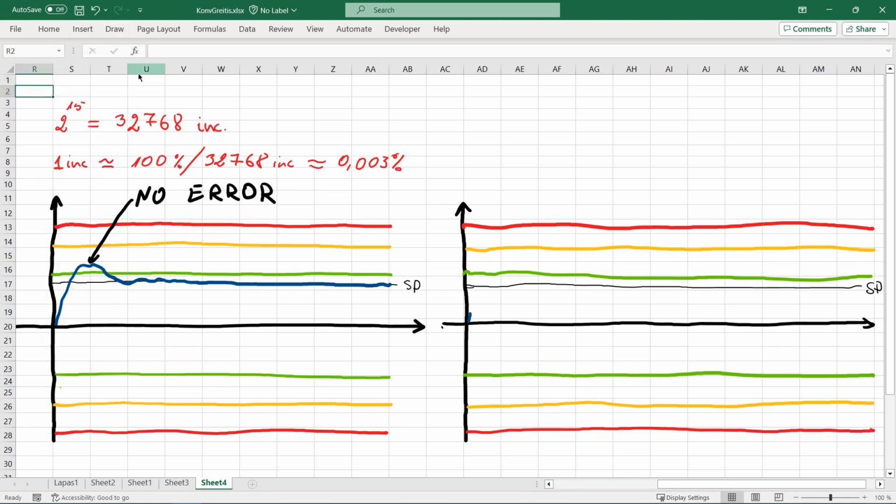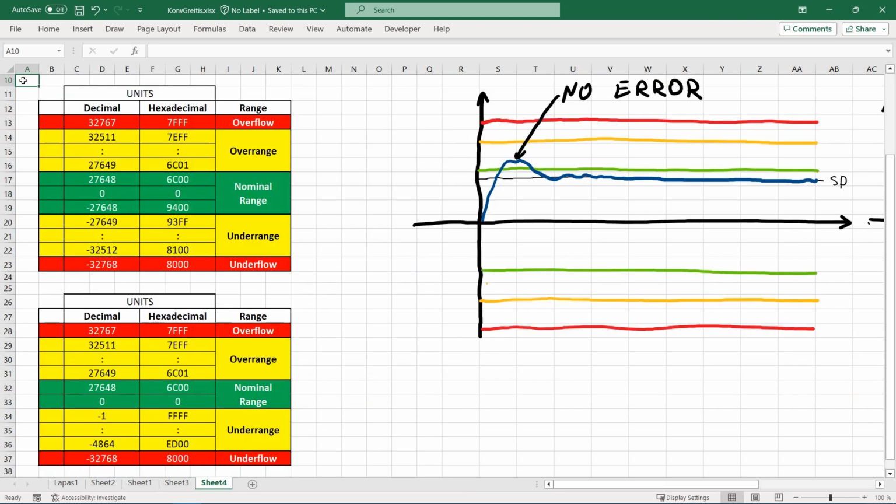However, if the signal exceeds overrange or underrange and reaches overflow or underflow, then corresponding error state will be diagnosed. Here we have two tables, one for bipolar signal and another one for unipolar. For easier understanding, let's analyze unipolar signal.